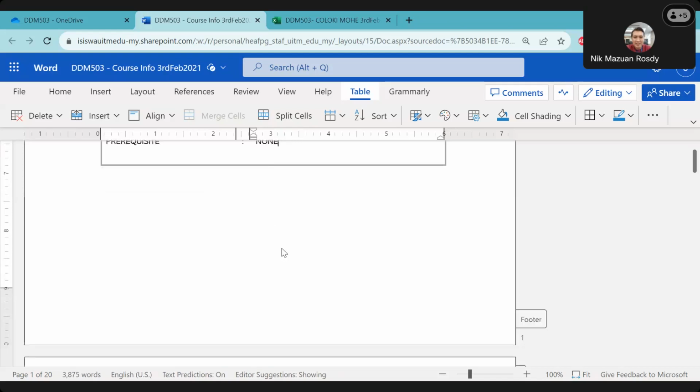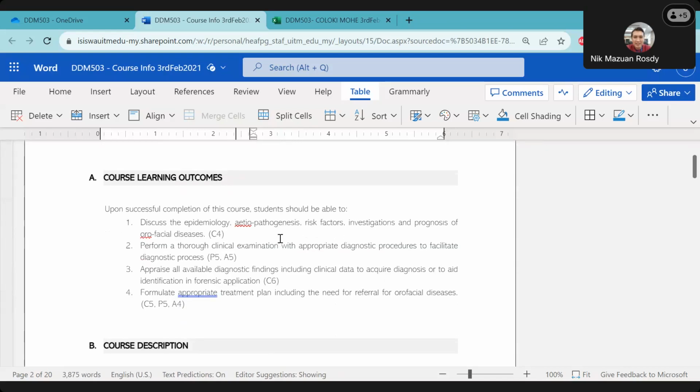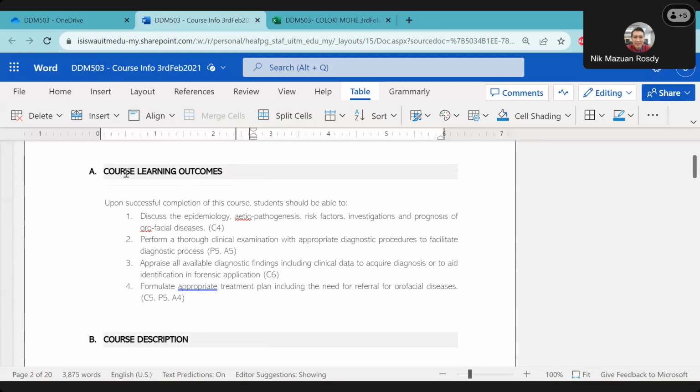And then course learning outcome: make sure you have changed the name first. We used to use course outcome only. Now we have renamed it to course learning outcome. So instead of CO, now it is CLO.